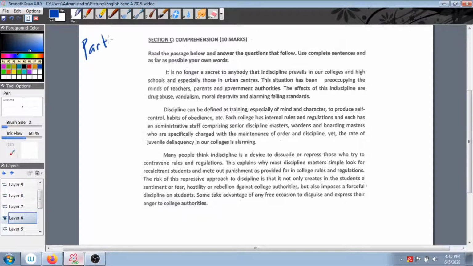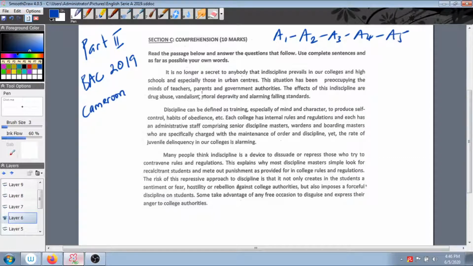So, part 2, bac 2019, Cameroon, A1, A2, A3, A4, and A5. Right. So, section C, comprehension, 10 marks. Read the passage below and answer the questions that follow. Use complete sentences and, as far as possible, your own words.